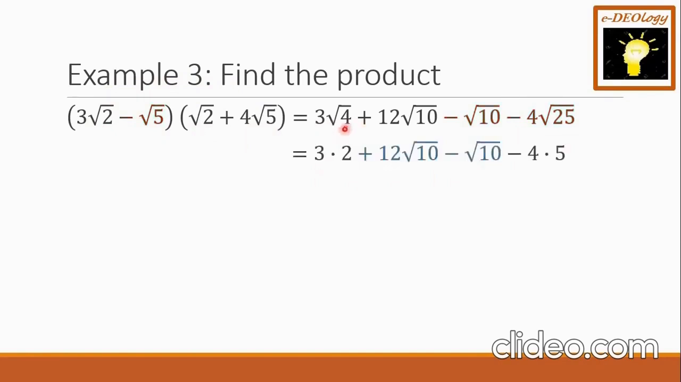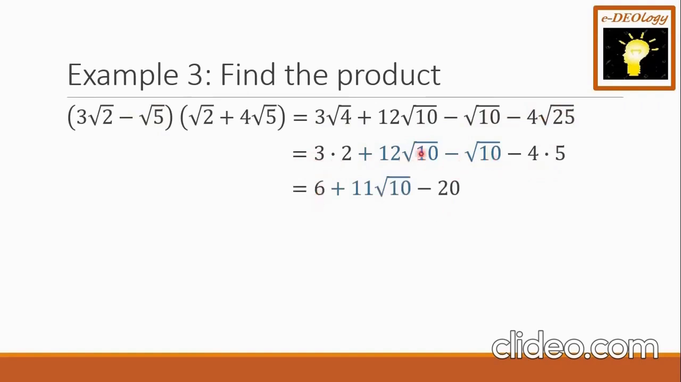The square root of 4 will be 2. Later on, we will multiply to the 3. So the second term we copy also here, the third term also. For the fourth term, we can simplify this square root of 25 to be 5. Then later on, we will multiply to the number 4. On the next line, now is the product. The 3 times 2 is now showing as 6.